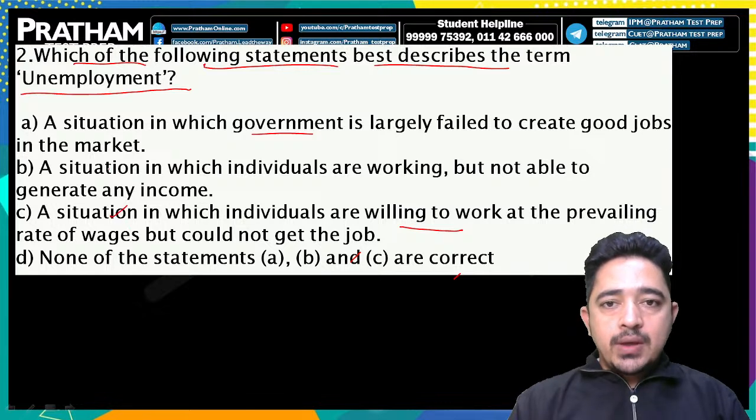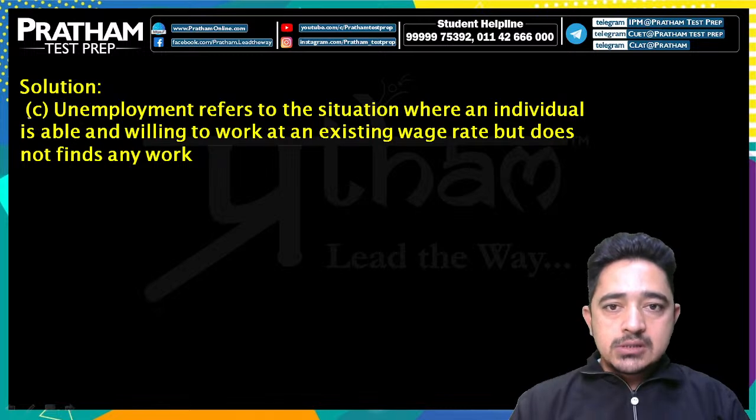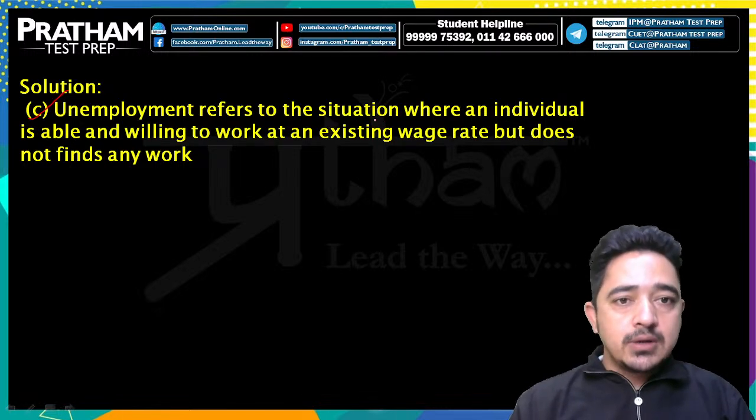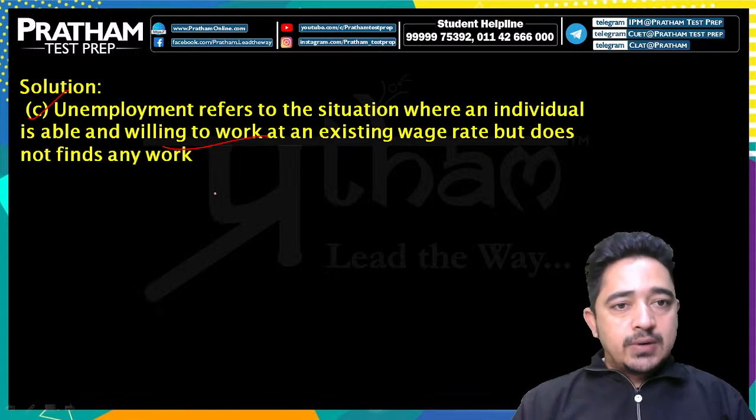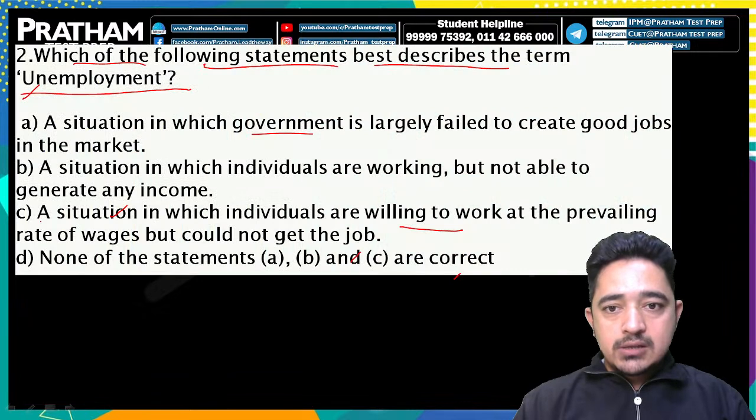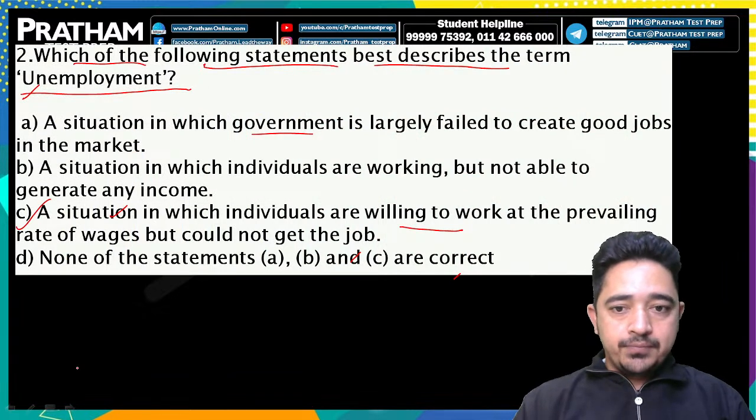So we can see it here. The right answer is option C. Unemployment refers to the situation where an individual is able to and willing to work at an existing wage rate but does not find any work. So we can say C is the right option.